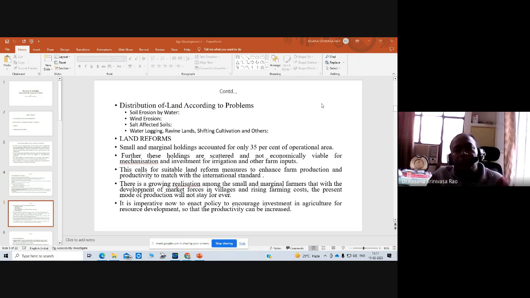Okay, distribution of land according to problems. Wherever the fertilization and the pesticides and the number of crops are more, there the problems have started. Soil erosion by heavy water utilization, wind erosion, salt affected soils, waterlogging, ravine lands, shifting cultivation, and others. So these are the types of problems on the basis of how the distribution of land has taken place.